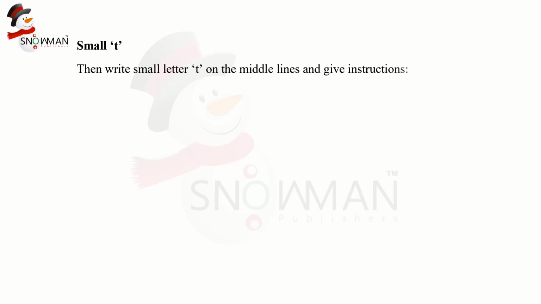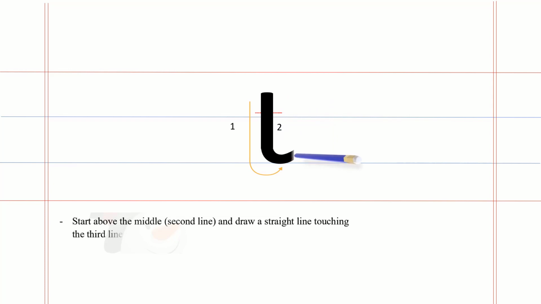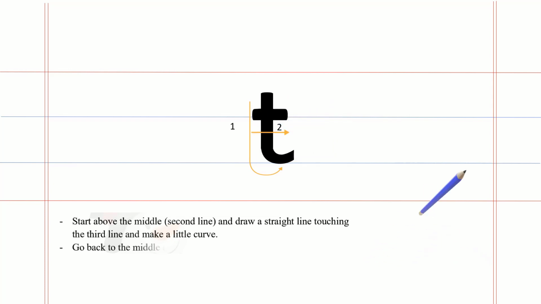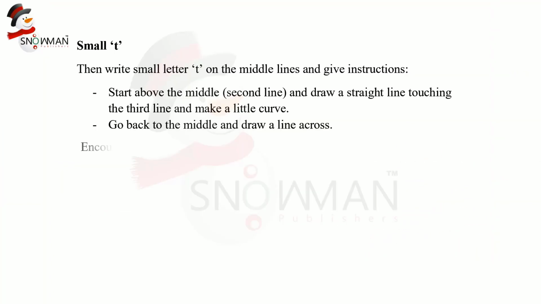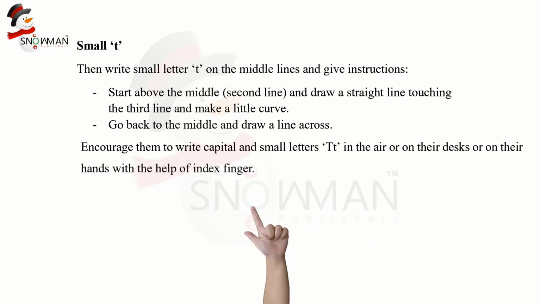Small t. Then write small letter t on the middle lines and give instructions. Start above the middle 2nd line and draw a straight line touching the 3rd line and make a little curve. Go back to the middle and draw a line across. Encourage them to write capital and small letters T in the air, or on their desks, or on their hands with the help of the index finger.